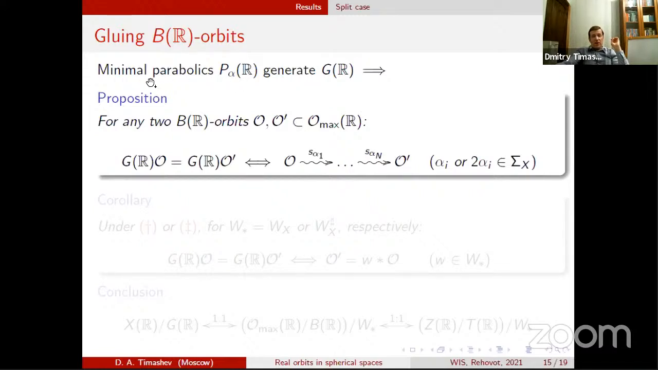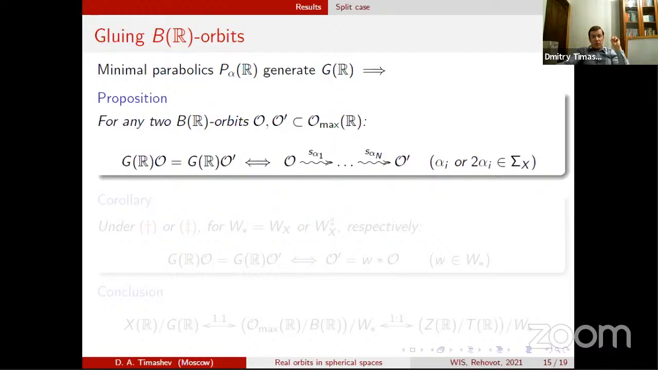Making use of the fact that the real loci of minimal parabolics generate the real locus of G as a group, we easily derive the following proposition. For any two open real Borel orbits, O and O prime, they sit in one and the same real G orbit if and only if they are linked by a sequence of simple reflections corresponding to simple roots which are spherical or their doubles are spherical. It is more or less straightforward from this fact mentioned above about generation by minimal parabolics and the definition of reflection operators.